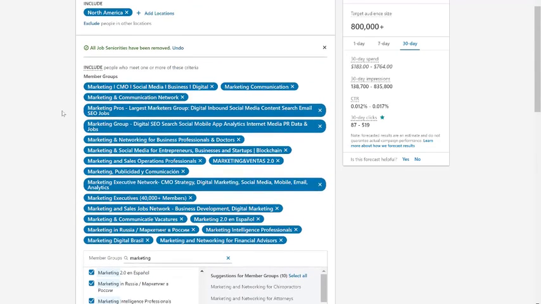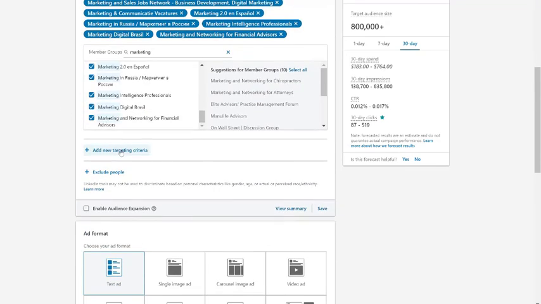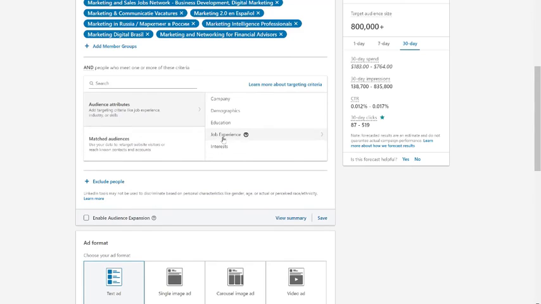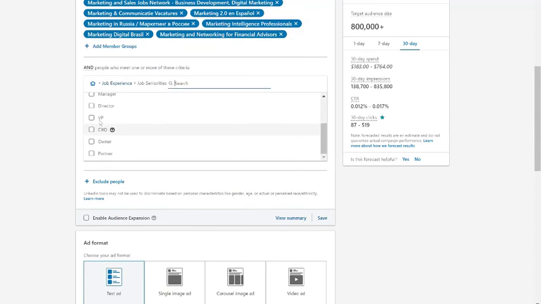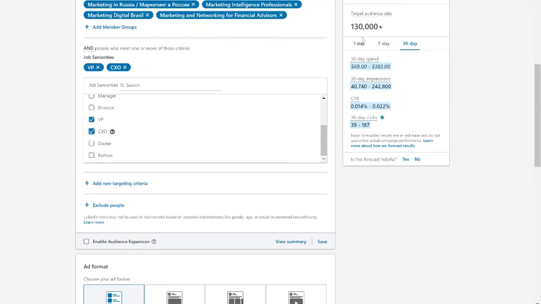And now let's go ahead and add seniority on top of this as well. So we go to job experience and job seniority. We add VP and C-level, and you can see this gives us a much smaller audience, only 130,000, but they will likely be some of the most active members on LinkedIn.